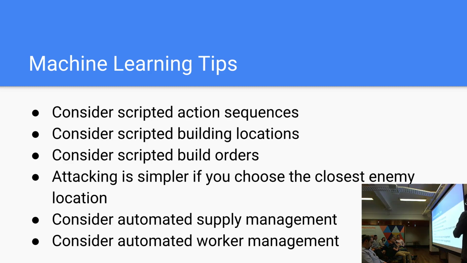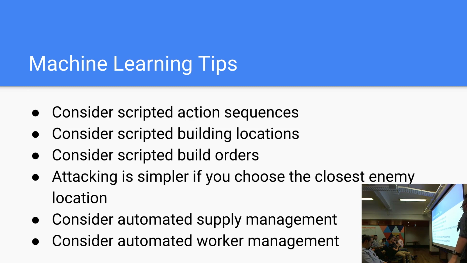Consider automated supply management. What I mean by that is when you need more supply, build a supply depot automatically or build an overlord automatically, whatever it takes. So maybe not when you hit 0 free supply, but maybe when you've only got 5 free supply or something like that. Have it automatically script in to add more supply so your bot doesn't have to deal with learning that it needs to add supply.